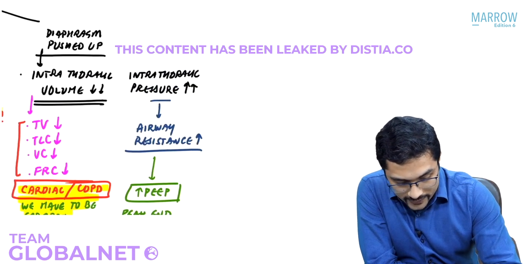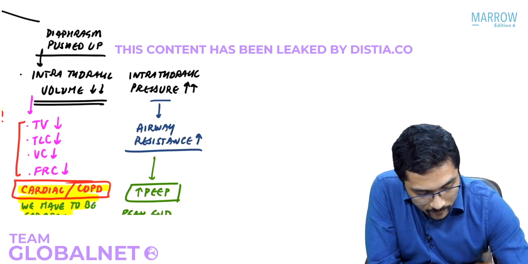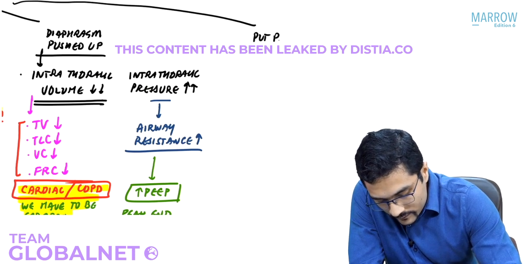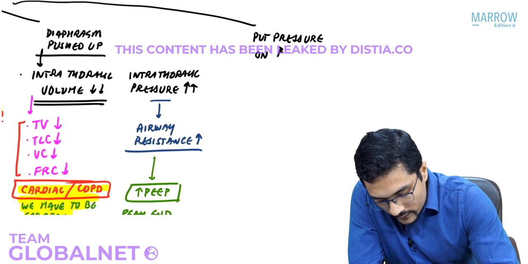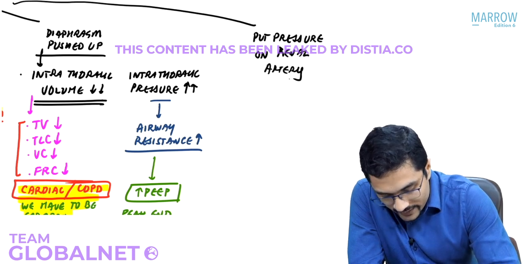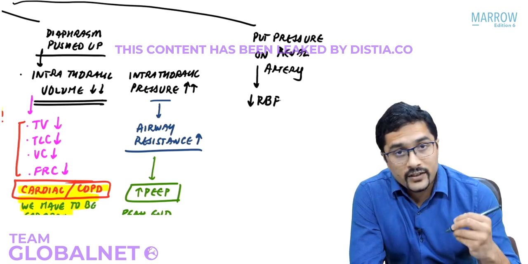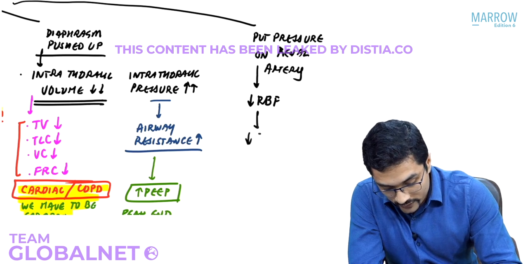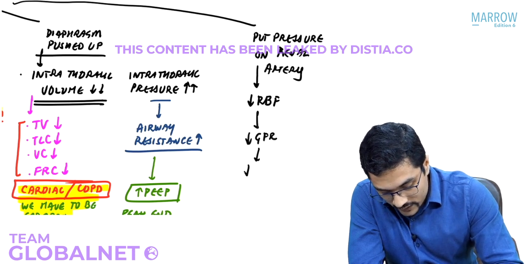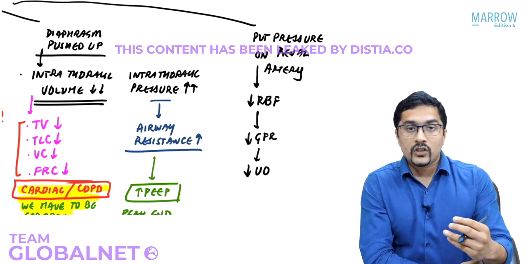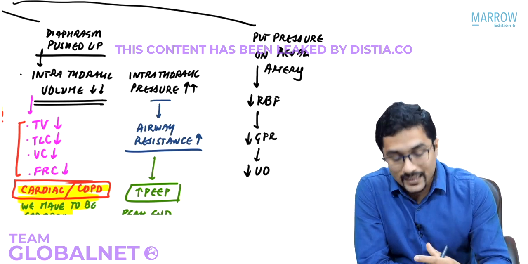The third thing which you need to remember is that pneumoperitoneum also puts pressure on the renal artery. This is going to lead to decreased renal blood flow, which is going to lead to decreased GFR, which leads to decreased urine output. And the more prolonged the surgery, the more this effect is seen.